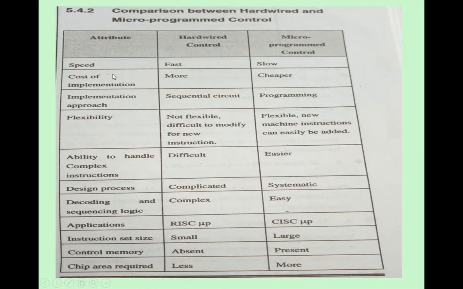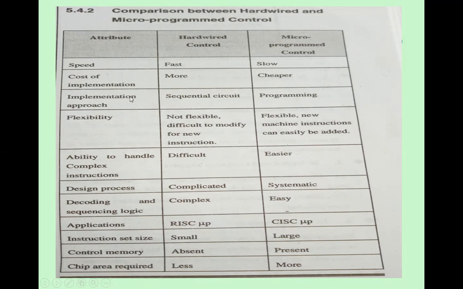Cost of implementation: hardwired is more expensive, and microprogram is cheaper because it is scalable. You can easily add features and it is flexible, but at the same time, in hardwired, if you want to add, the cost increases. So the cost of implementation is more in hardwired.